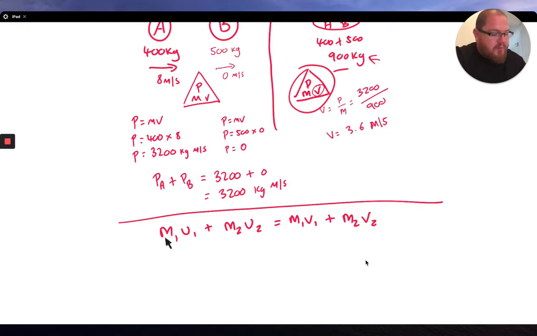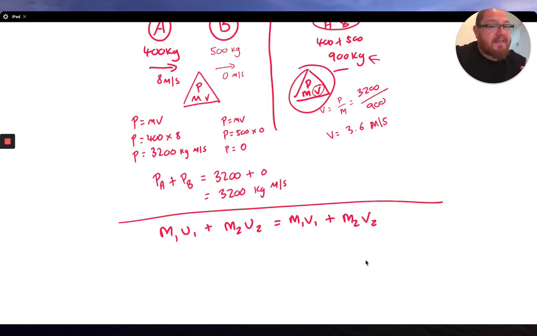Mass of my first object, the velocity of my first object, mass of my second object, velocity of my second object. That's before the event. This is after the event. Mass of my first object, velocity of my first object, mass of my second object, velocity of my second object.